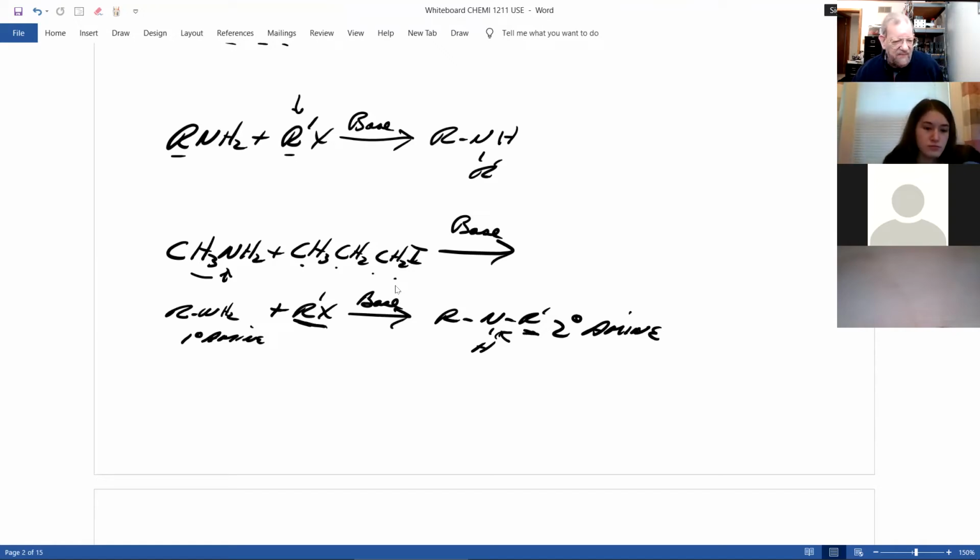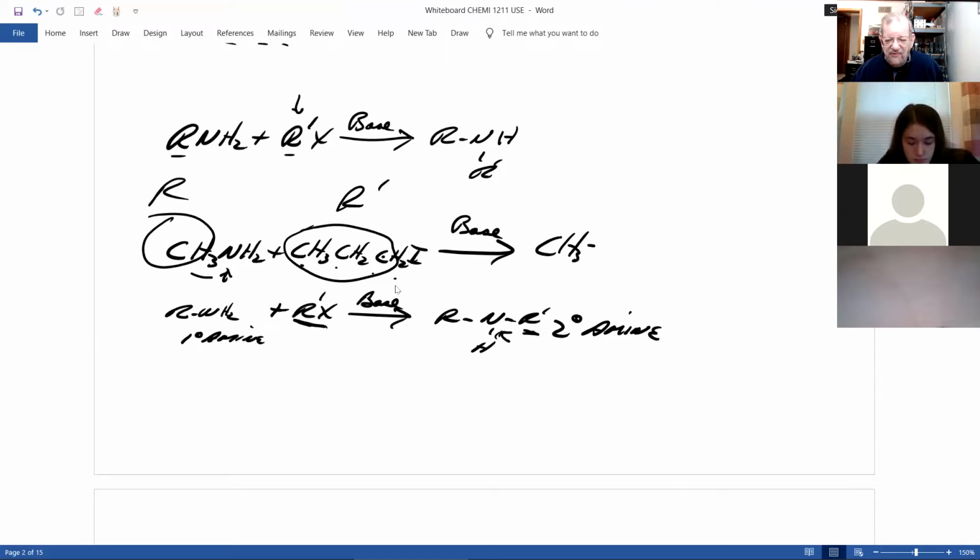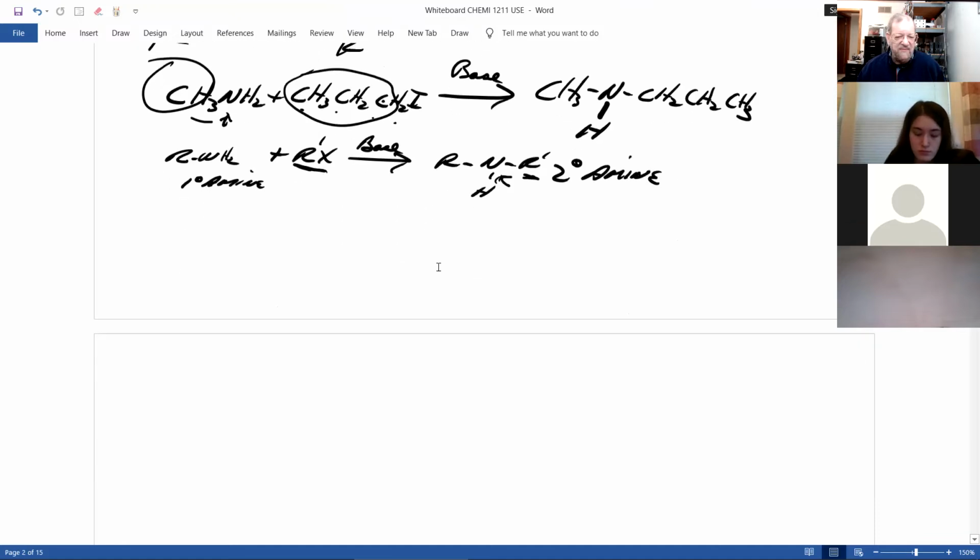Again, the carbon in R prime with the halogen will be bonded to the nitrogen. So here we have R, here we have R prime. Notice the carbon has the halogen. My methyl group will still be on the nitrogen. I now have three carbons to the end, a propyl. And there are three bonds to nitrogen, so it's got a hydrogen. And that's how you would do it.